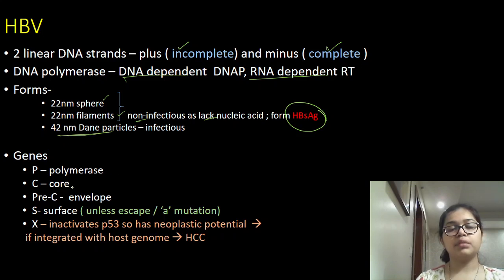Genes are P for polymerase, C for core, PreC for envelope, S for surface. S shows an escape mutation or an A mutation. X is what inactivates P53, so if it gets integrated with the host genome, it has oncogenic potential.